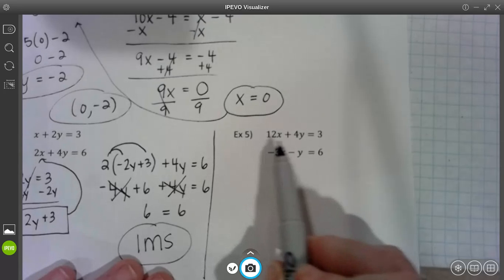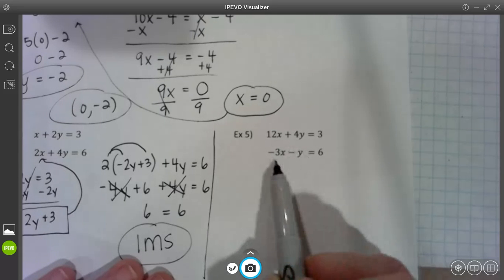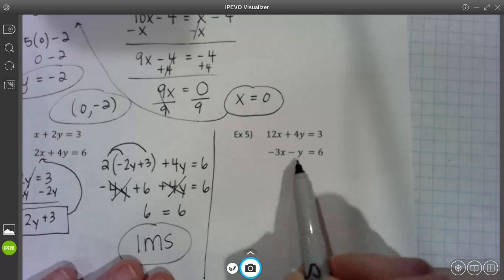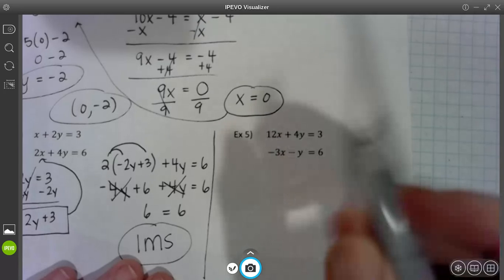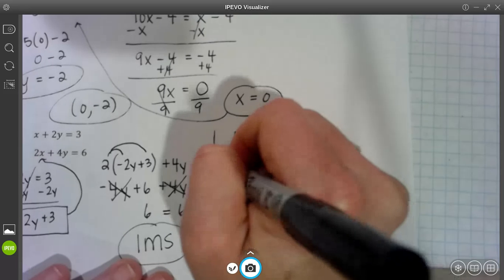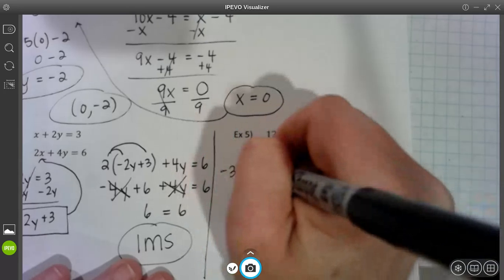We ain't solving for him. He's got a 4. No, thank you. He's got a negative 3. Nope. He's got a negative 1. That's it. That's our guy right there. We are going to solve for this y in the bottom equation. So let's do that. Let's get y by itself.